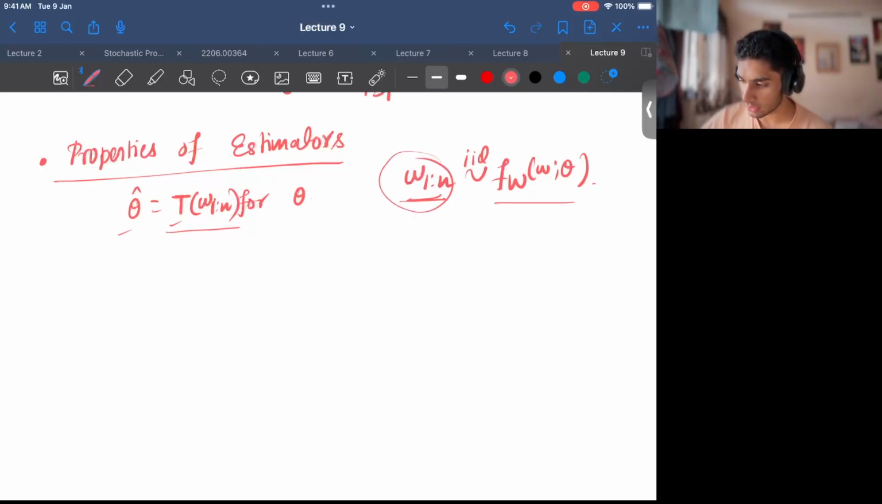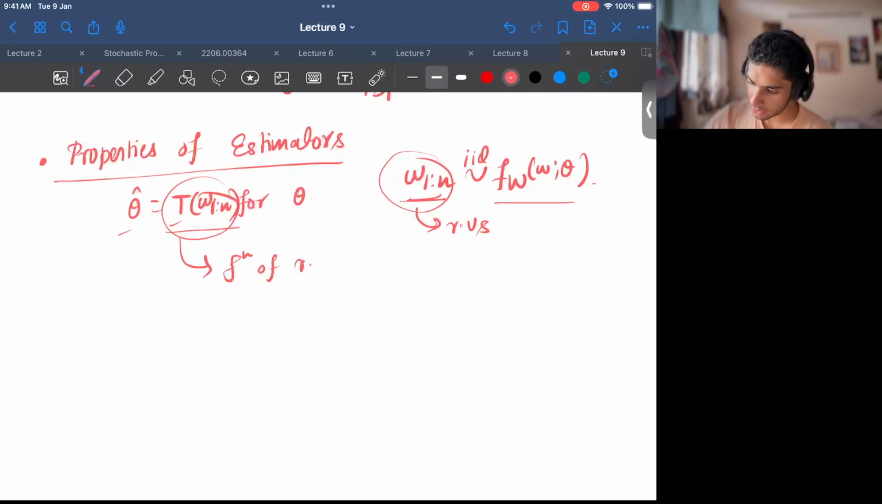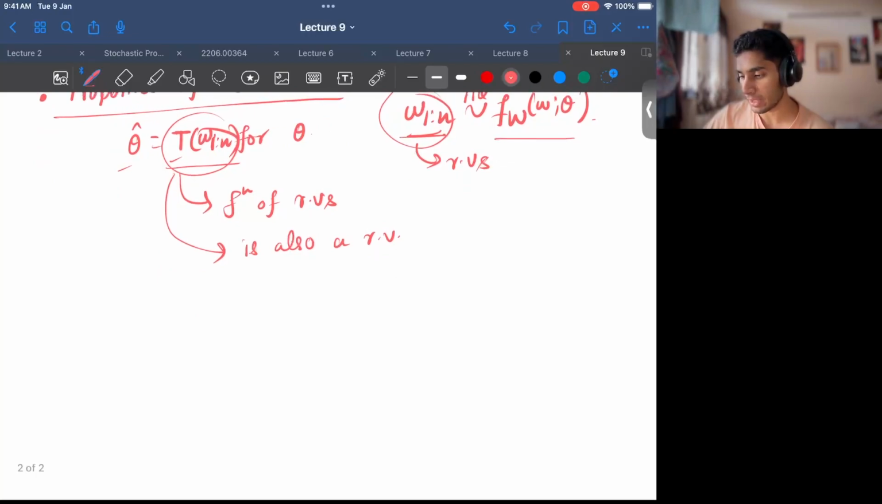So these are random variables, and T is a function of random variables. This means that T itself is also a random variable, and hence you can talk about the properties of this new random variable, that is T. Okay, so there are two properties of interest to us.